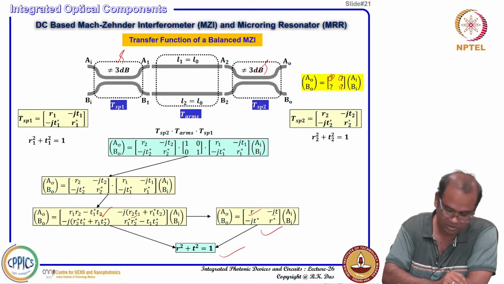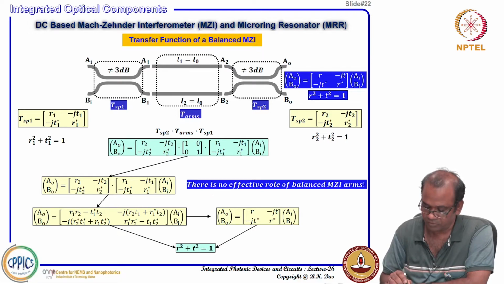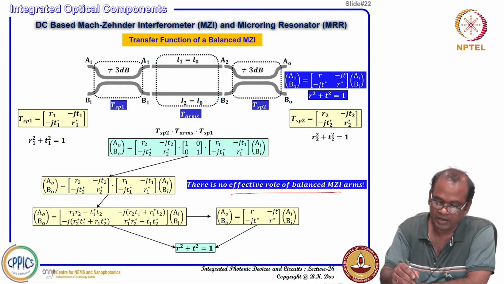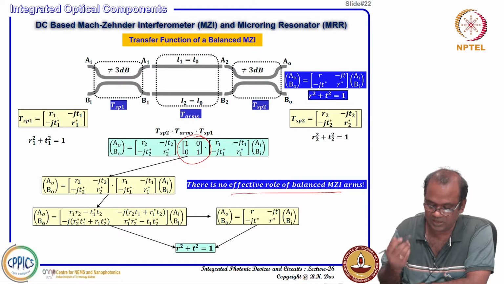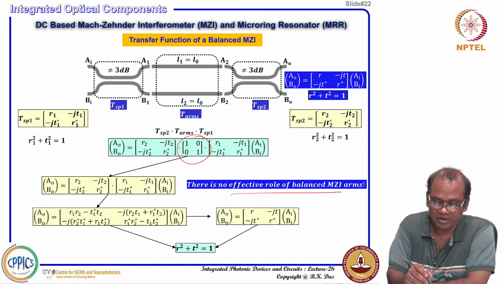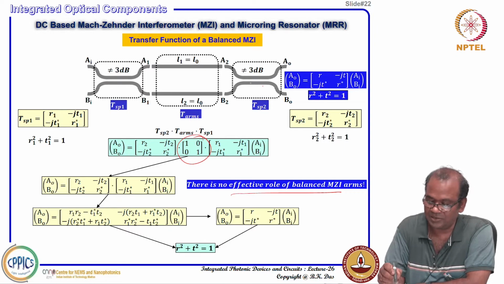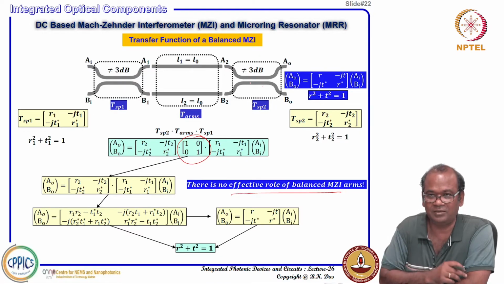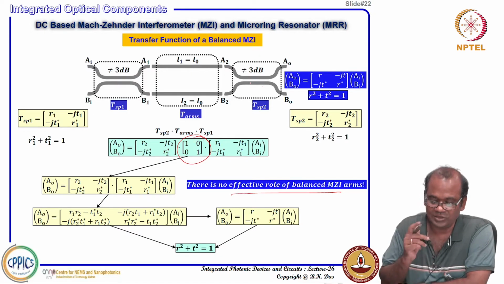But the interesting point is that there is no effective role of balanced MZI arms. Since they are identical, ultimately this factor, whether it is there or not, does not matter. So it is as if you connect one directional coupler and another directional coupler back to back. That is the interesting point.